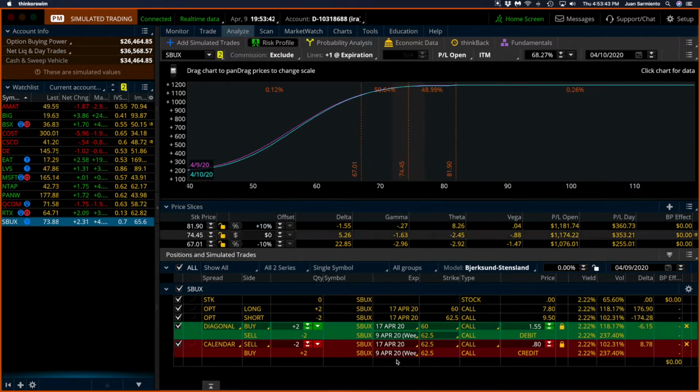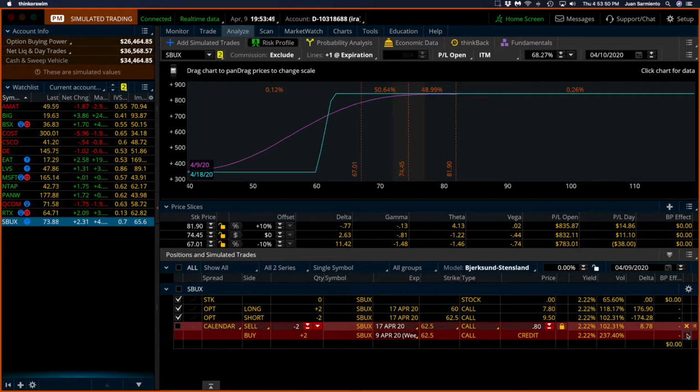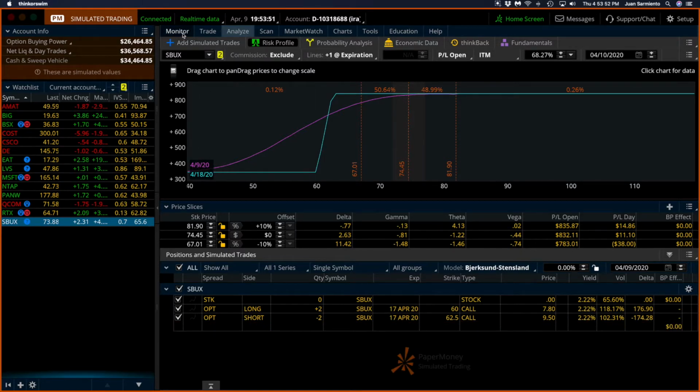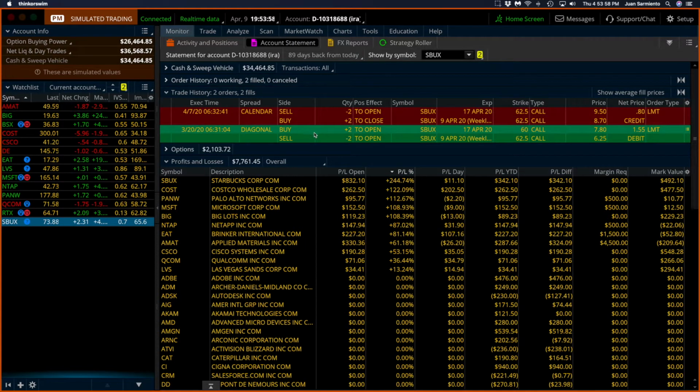And you remember that I modified this trade. I started it with, let me just copy what I have done. Okay, I'm going to delete that and go to the monitor tab. Starbucks, go 83 days back. I'm sure that's enough. And you see I started it with a diagonal and then transformed it into a vertical spread with this calendar modification. Let me just show you.